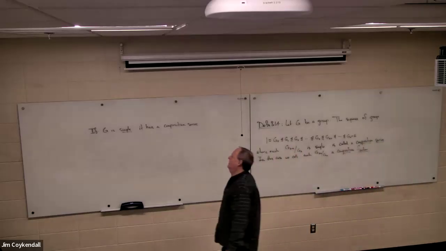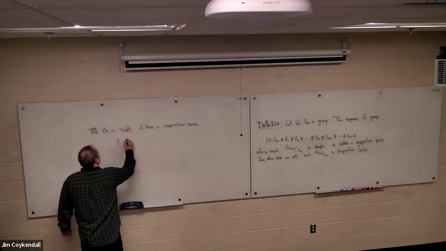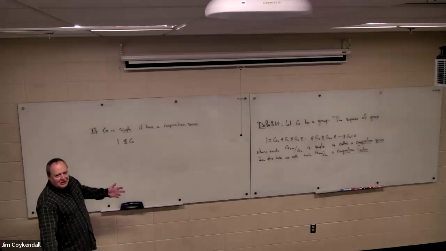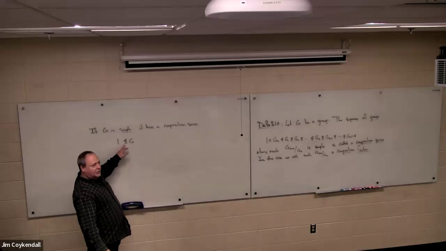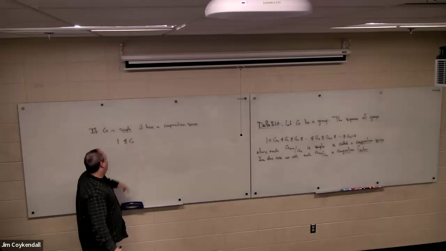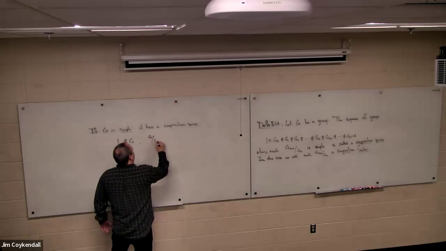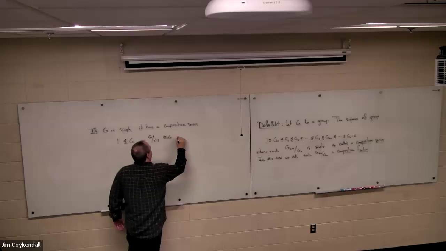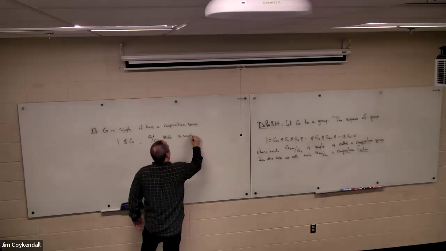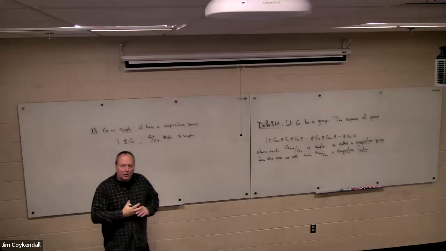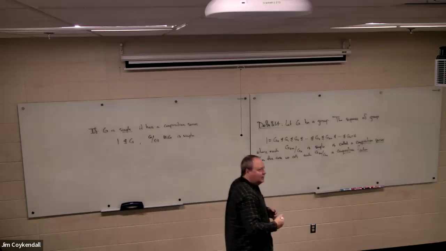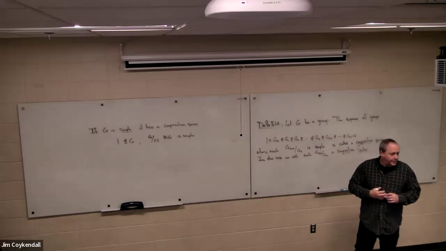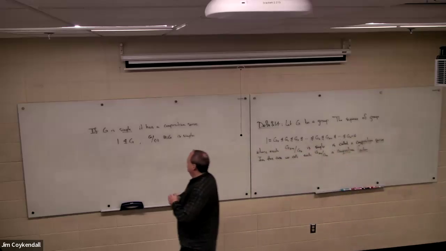The identity is in the kernel. Okay, right. This is very silly, is it not? Notice 1 is normal in G always, and G mod the identity is isomorphic to G. So any simple group has a composition series in a rather natural sense, right? So, note.